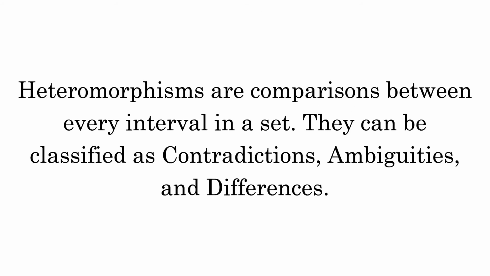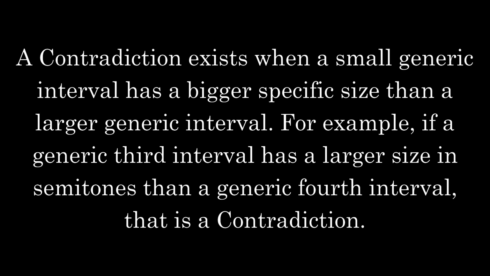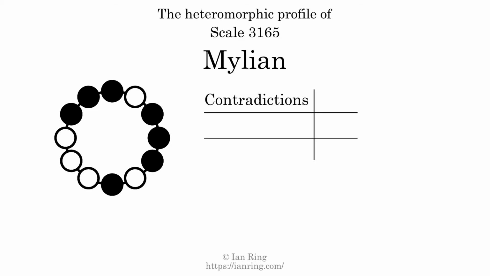Heteromorphisms are comparisons between every interval in a set. They can be classified as contradictions, ambiguities, and differences. A contradiction exists when a small generic interval has a bigger specific size than a larger generic interval. For example, if a generic third interval has a larger size in semitones than a generic fourth interval, that is a contradiction. The number of contradictions in this scale is 38.